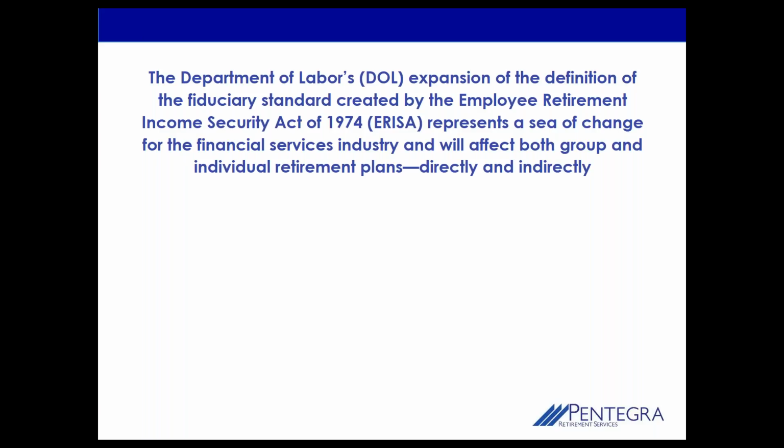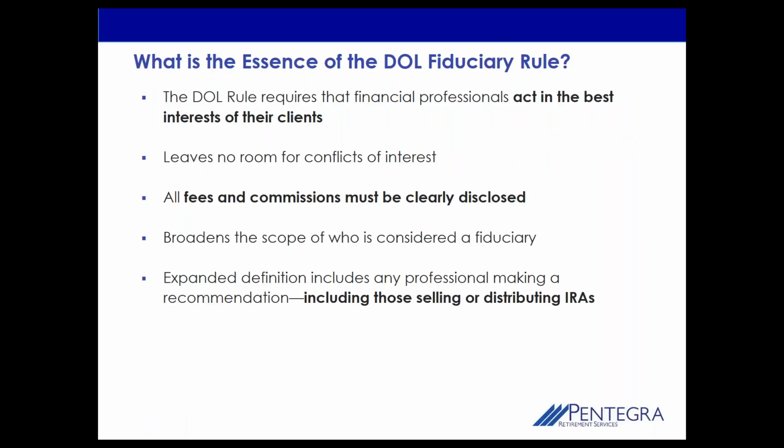I'm not sure that much of anything, quite honestly, is going to change in terms of what those rules are all about, and quite a bit of the industry has already taken major steps in terms of putting them in a position to be able to comply with the rules. So with that said, what are these rules all about? So the DOL essentially is saying that financial professionals must act in the best interest of their clients. Can't have any conflicts of interest. All fees and commissions need to be clearly disclosed.